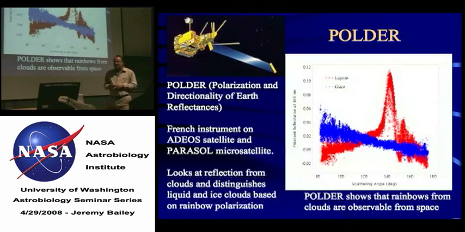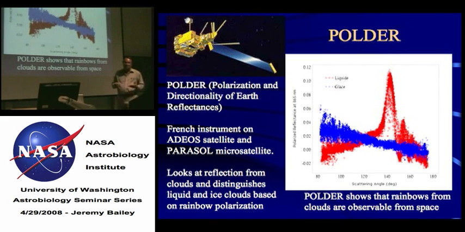Now, just to show that this actually works, that you can look at a planet from space and see rainbows, these are some observations from an instrument called POLDER, which is Polarization and Directionality of Earth Reflectances. This is a French-built instrument. The first version flew on a Japanese satellite called ADEOS, and there's a second version now operating on a microsatellite called PARASOL. And this is an instrument that looks down at clouds from Earth orbit. It's about 800 kilometers altitude, and it looks at this phase curve of reflection from clouds.